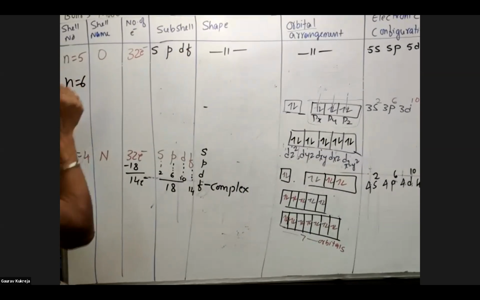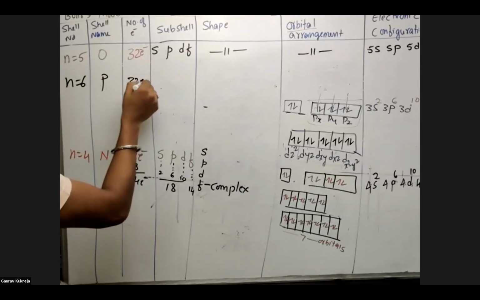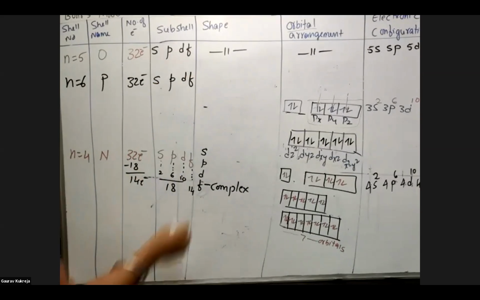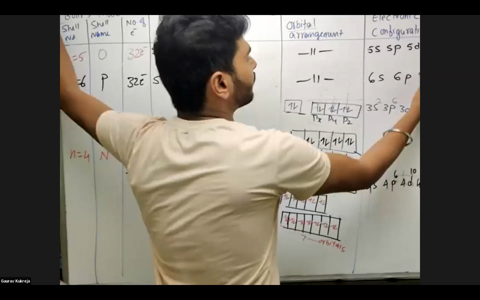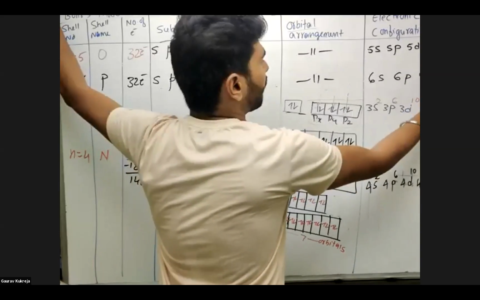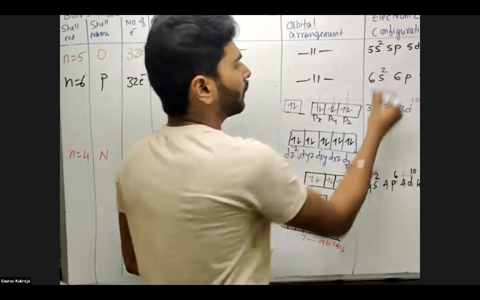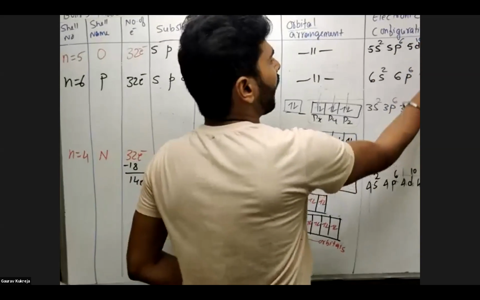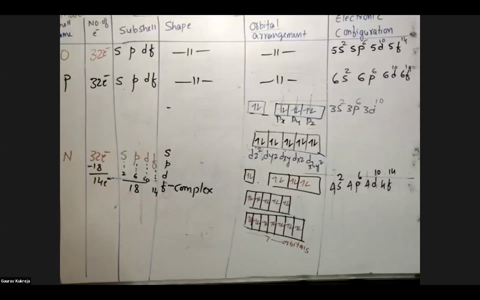Similarly, if I go for n equal to 6, P shell, as I told you, maximum you can keep 32 electrons. So that means the number of subshells won't change. This won't change, but this will change as 6s, 6p, 6d, and 6f. Remember, wherever you see s type, maximum 2 electrons. Wherever you see p type, maximum 6 electrons. d type will have 10 and f will have 14 electrons.